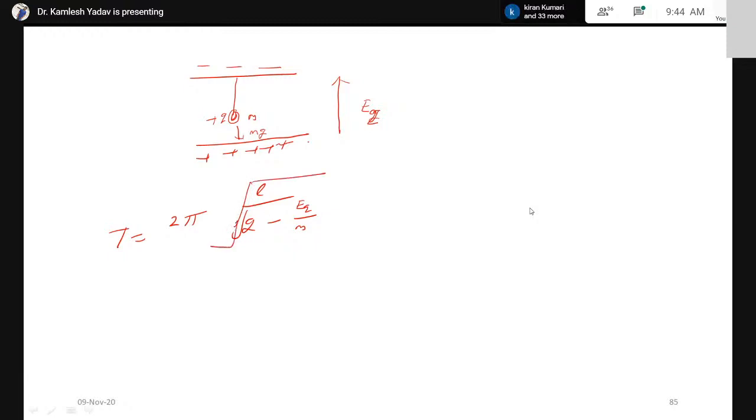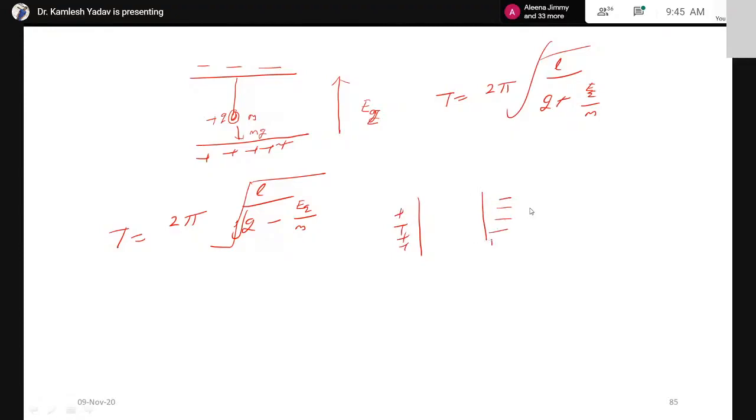Now, if the electric field is acting along the direction of the force, if you change the polarity of these plates, suppose this becomes negative and this becomes positive, then the electric field will be from positive to negative. If the electric field is acting along the direction of g, in that case the time period will be equal to 2 pi under root of L by (g plus EQ/m). Now let us suppose we have this positive charge plate and this negative charge plate.